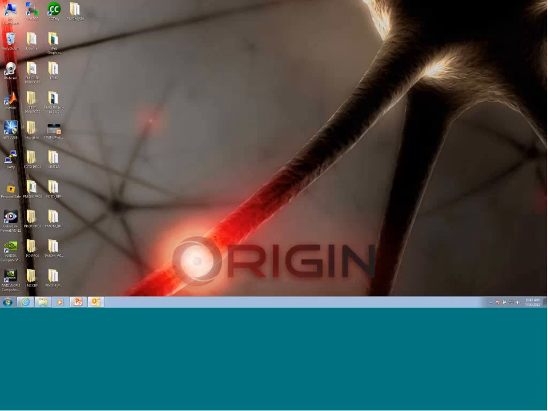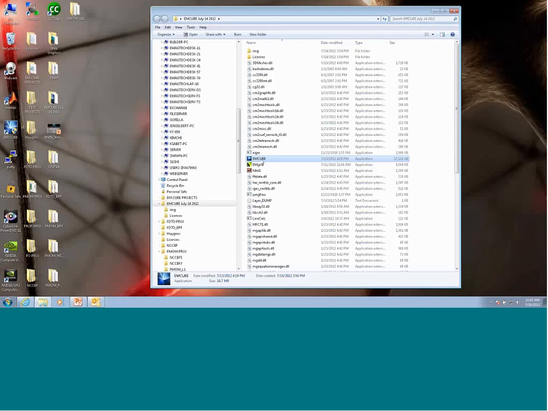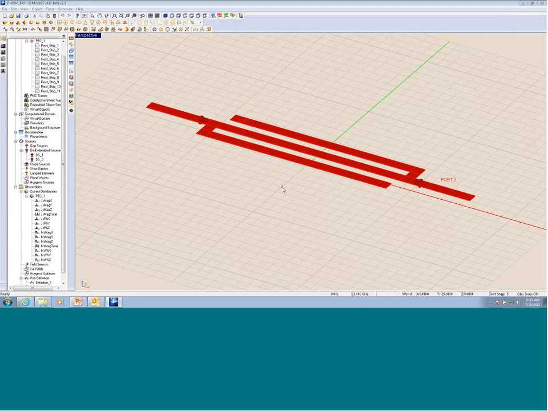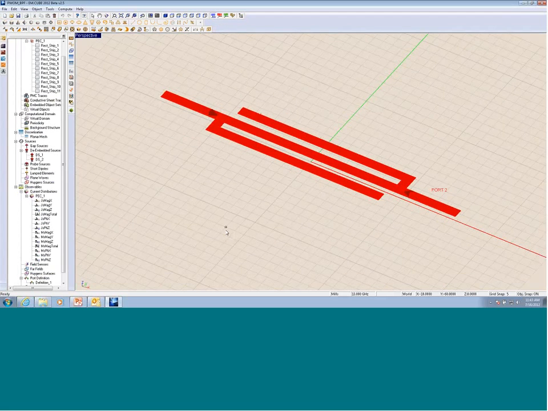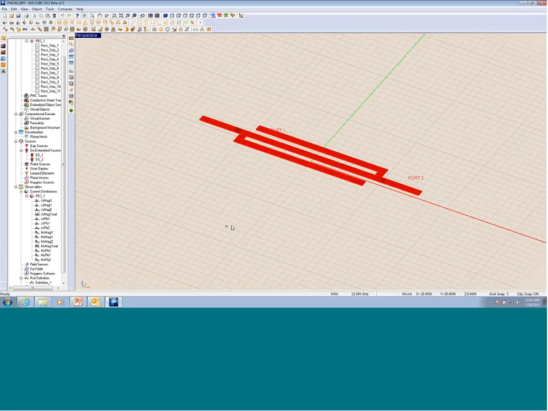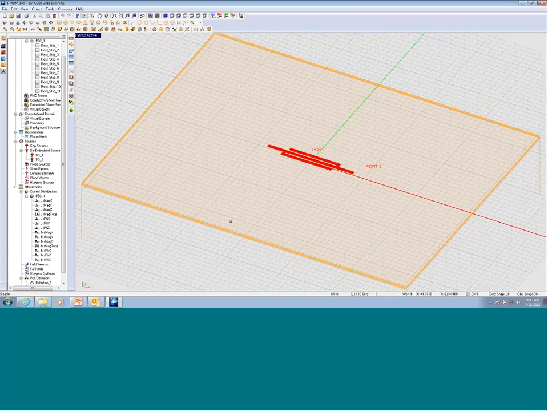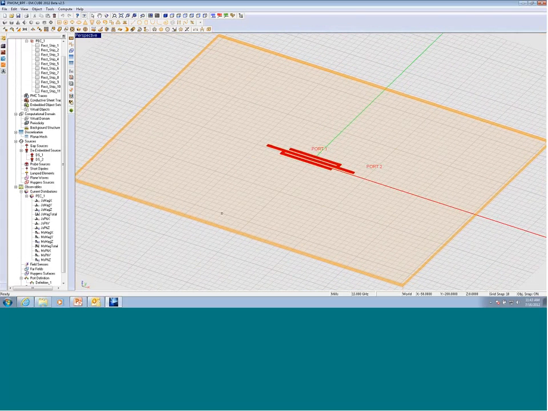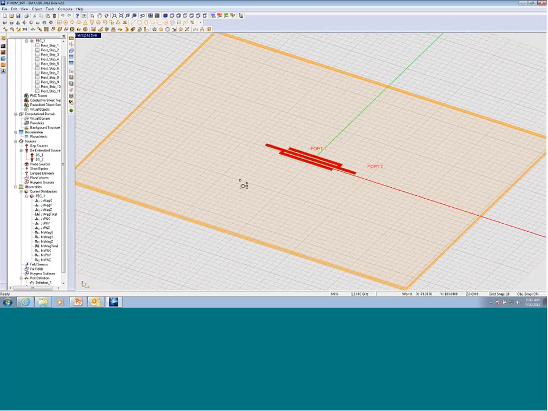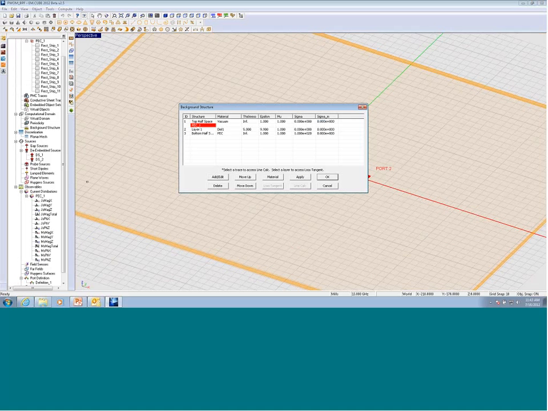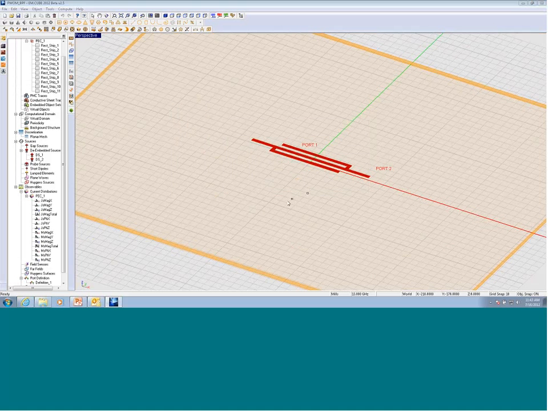Let me get out of this. Now this is similar to what we had before, but in the method of moments, we don't mesh the substrate. The substrate is already defined as a dielectric with 5 millimeter thickness and epsilon of 9.9, with a PEC ground.